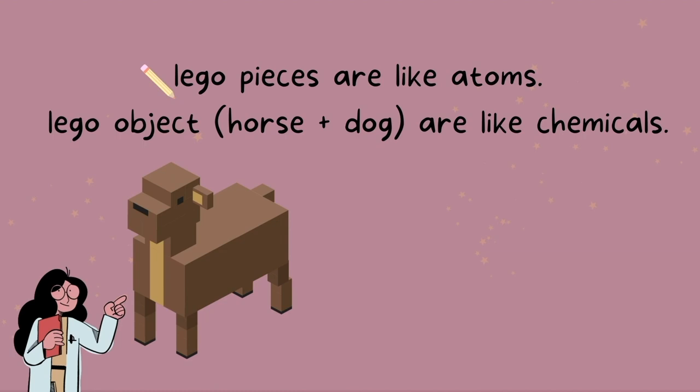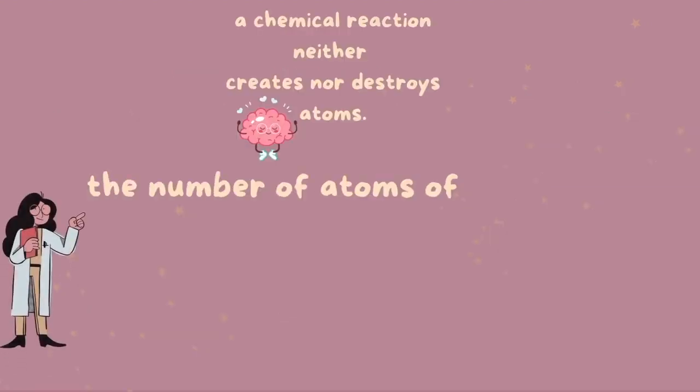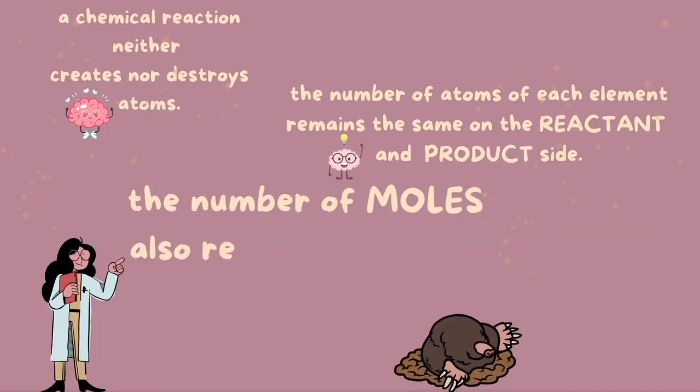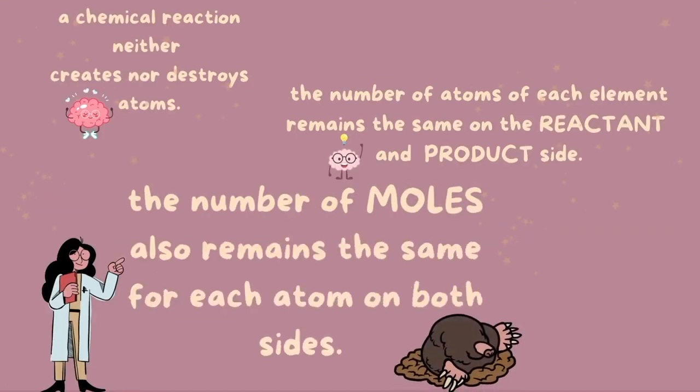You built both these things out of the same matter, the same object, and really it was built out of the same atoms. In the same way, atoms will be transformed from one chemical to the next. Atoms will transform to build different chemicals, but the atoms themselves remain the same. Because atoms are not created nor destroyed, the number of atoms of each element remains the same on both sides of the equation. Also, the number of moles remains the same on both sides of the equation for each element.